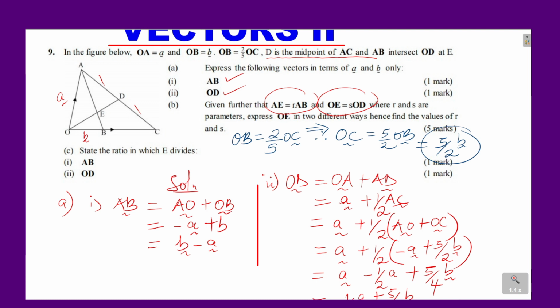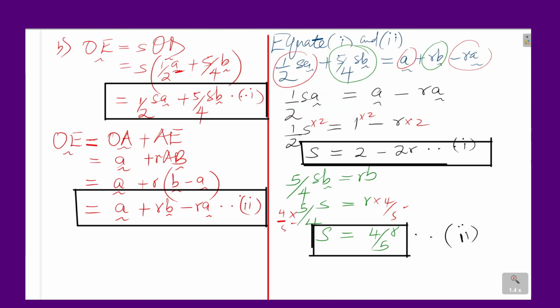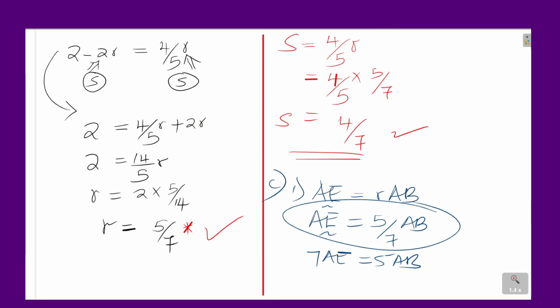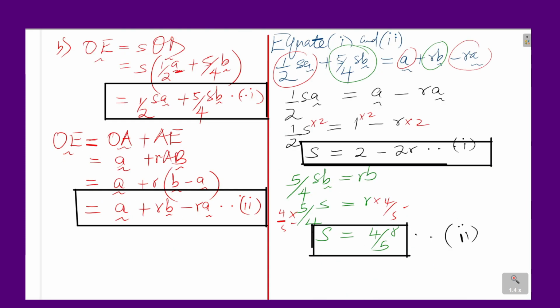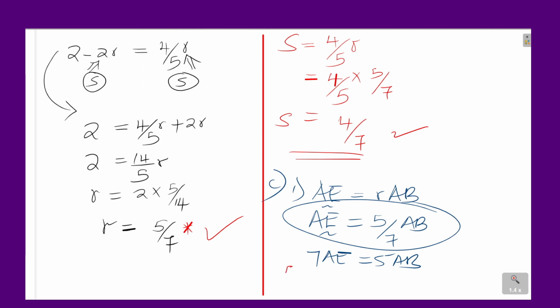So if AE is that fraction of the line, then it means the ratio will therefore be 5 is to 2. So that you may have AE representing 5 over 7, meaning the whole distance from A to B will be 7. Alternatively, you can multiply both sides of this equation by 7 and have 7AE is equals to 5AB, and this will also give you an idea. Having 7AE is equals to 5AB, that will tell you that the ratio here is 5 is to 2. So we can conclude that E divides AB in the ratio 5 is to 2.